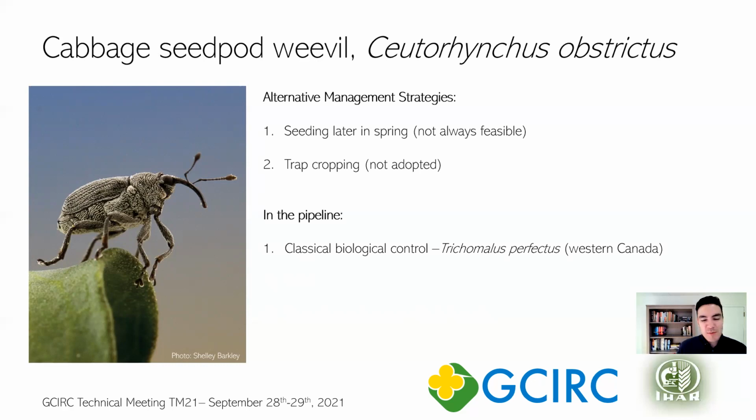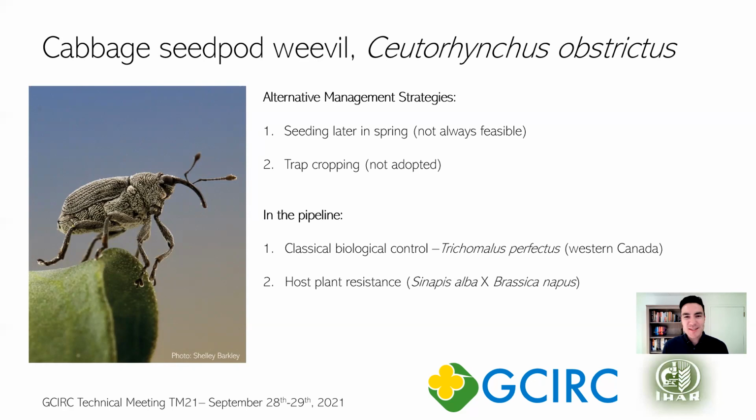One thing directly in the pipeline at the moment is looking at a classical biological control agent, Trichomalus perfectus. This work is being led by Dr. Hector Carcamo, who will speak later today, from Agriculture and Agri-Food Canada in Lethbridge. This parasitoid is found in Eastern Canada. However, it's currently not in Western Canada, and so he's looking at the feasibility of introducing it here into Western Canada for control. It is being quite effective in Eastern Canada.